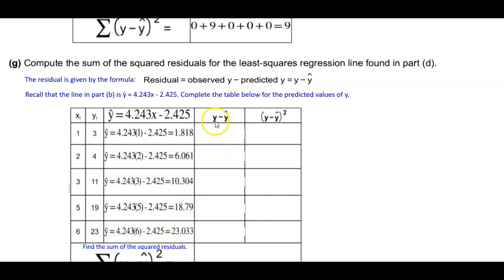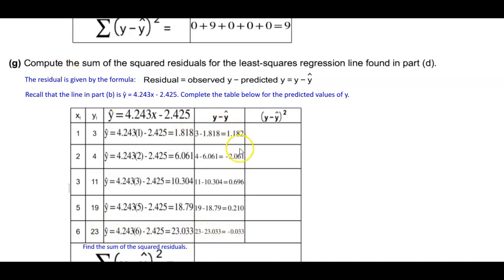And now we're going to take the observed value and subtract the predicted value. So we're going to take 3 and subtract 1.818 to get 1.182. We're going to take the value of 4, subtract the predicted value to get negative 2.061. Again, we're going to take 11, subtract 10.304 to get 0.696. And then again, 19 minus 18.79 to get 0.210. And then again, the observed minus the predicted to get that value.